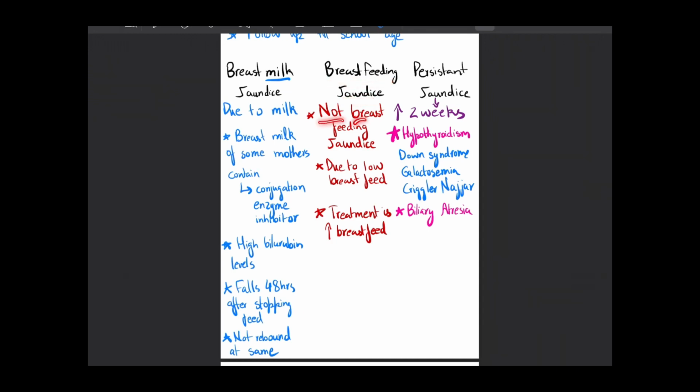Next is breastfeeding jaundice. It should be named as not breastfeeding jaundice. So when baby is not fed and due to low breastfeed, the jaundice occurs, treatment is to give the breastfeed. Next is persistent jaundice. It is when the jaundice occurs in baby greater than 2 weeks, and this is pathological jaundice. The important cause for this is hypothyroidism, Down syndrome, galactosemia, Crigler-Najjar, and again biliary atresia.